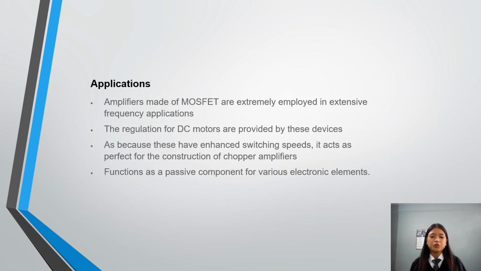And applications of MOSFET. Number one, amplifiers made of MOSFET are extensively employed in high frequency applications. Number two, the regulation of DC motors is provided by these devices. Number three, because these have enhanced switching speed, they are perfect for the construction of chopper amplifiers. And the last one is, it functions as a passive component for various electronic elements.